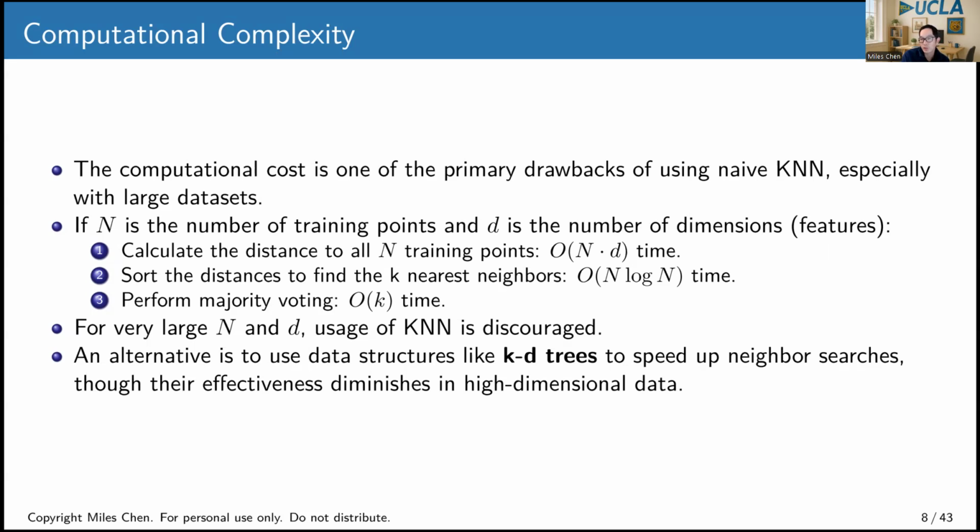that doesn't really grow. But you can see that if n is really big, okay, or also if d is really big, then K nearest neighbors is going to be computationally expensive. There are a few other methods. I'm not going to really get into it, but there is something called the KD tree, and that should speed up neighbor searches. But that only works if your number of dimensions isn't too big. Okay. And if you have really high dimensional data, even that's not going to really help.